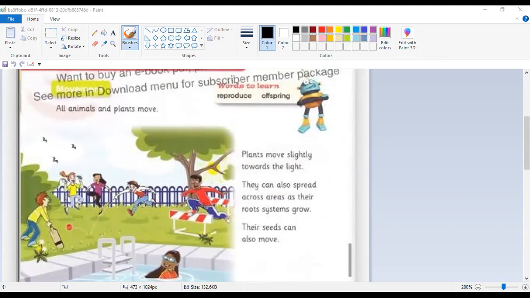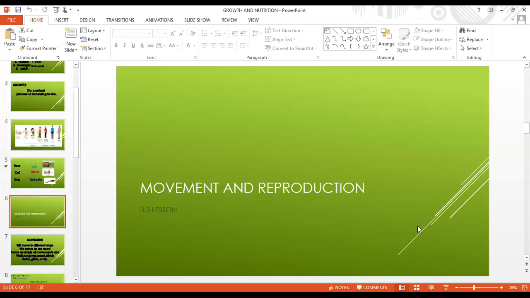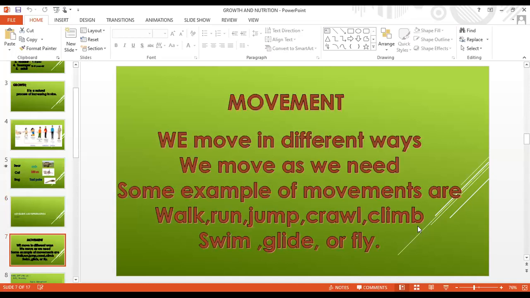As per yesterday, we talked about movement. Movement is in different ways. We move as we need. If you want to go anywhere, you can move. Some examples of movements among animals are walking, jumping, running, crawling, climbing, swimming, gliding, or flying. These are some of the ways we move.